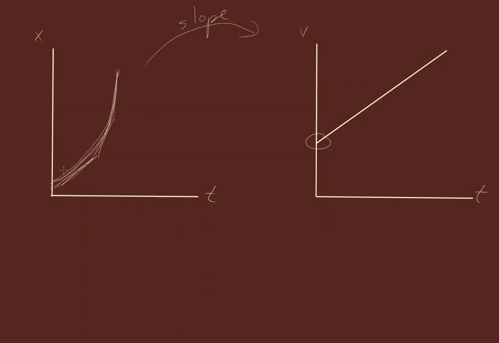Okay. So if you see a curve on a position time graph, that tells you there's acceleration going on. Notice the velocity time graph doesn't tell us a particular position, so this curve could be happening down here. It could be happening up here.